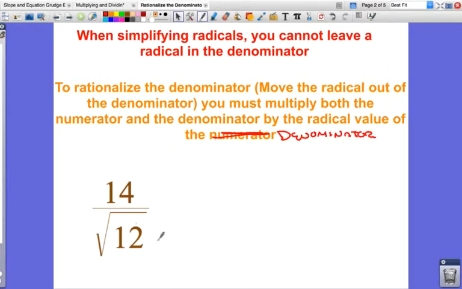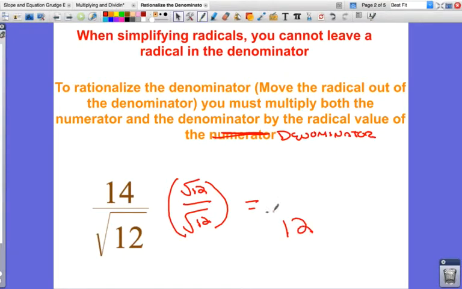My radical value in my denominator is 12. To get rid of this radical, I'm going to multiply by the square root of 12 over the square root of 12. I'm just multiplying my fraction by whatever is under the radical in my denominator. The reason is that the square root of 12 times the square root of 12 is 12. It cancels out the radical. And then I'm left with 14 root 12 on the top.